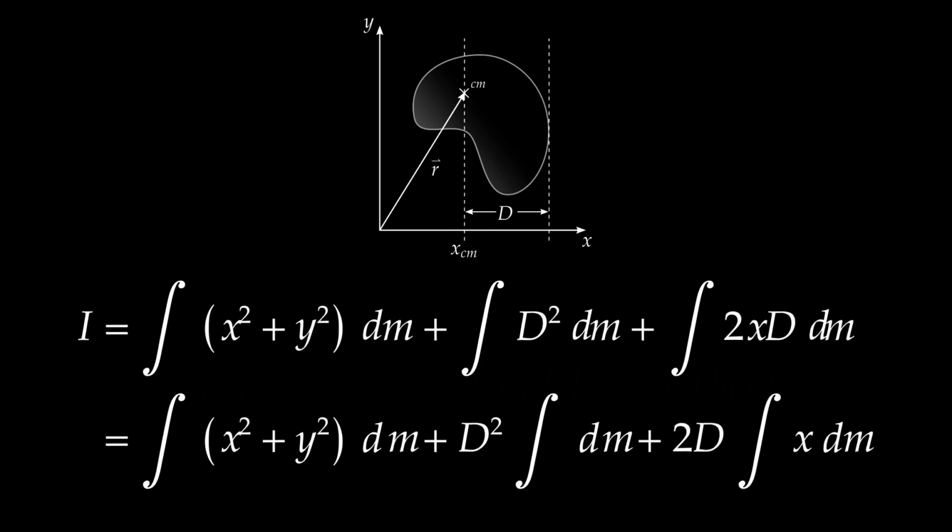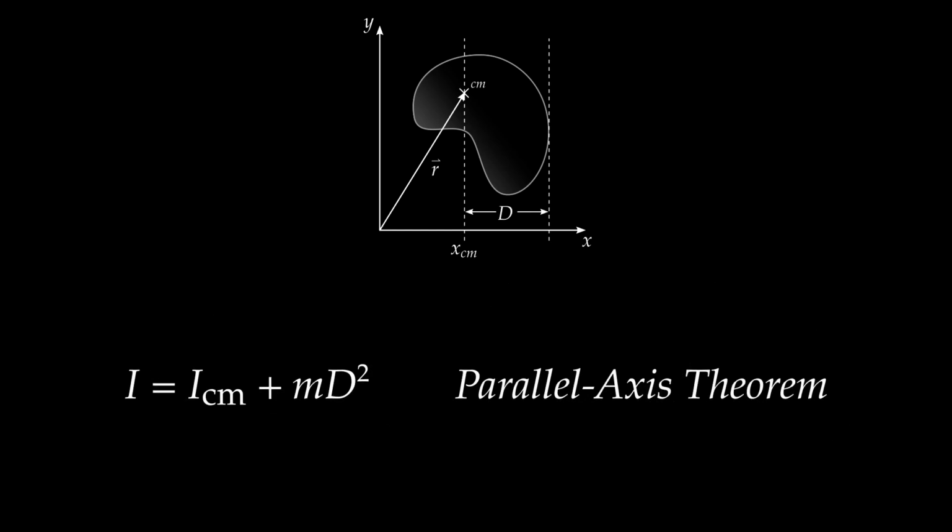The moment of inertia of a regular object about an axis that is parallel to its center of mass axis is equal to the center of mass moment of inertia, I_CM, plus the mass times the distance between the axes squared. That's a very, very useful theorem, the parallel axis theorem. Let me show you really quick an example that will clarify that this is true.